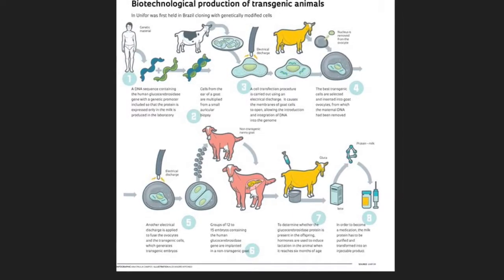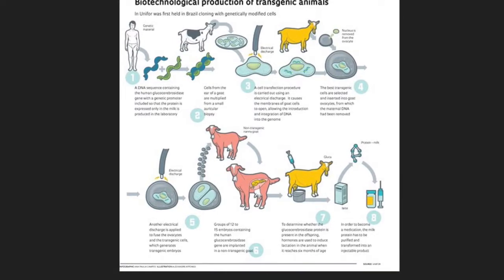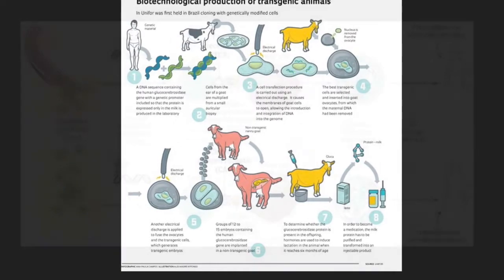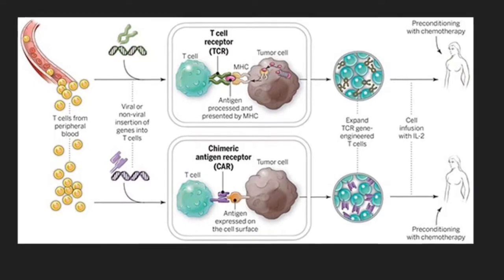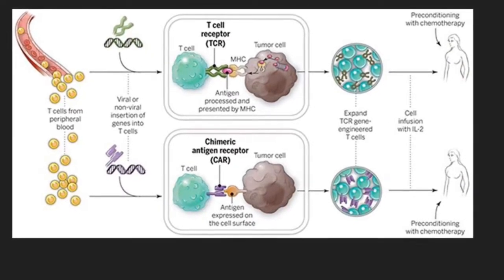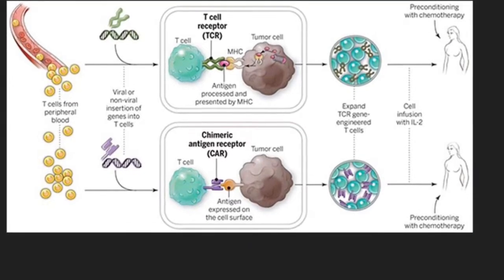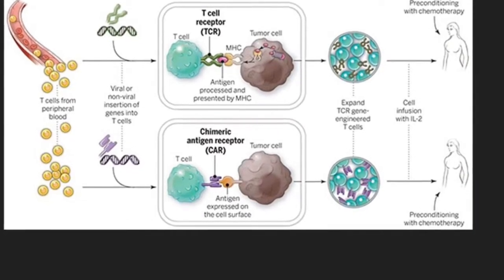Another use of GMOs in the medical field is for immunotherapy. One of these immunotherapies is called CAR-T. CAR-T is a cell method where a doctor removes a T cell from the patient and then genetically modifies that cell so that the T cell will seek out and destroy cancerous cells. This method can be used for leukemia and other similar cancers.